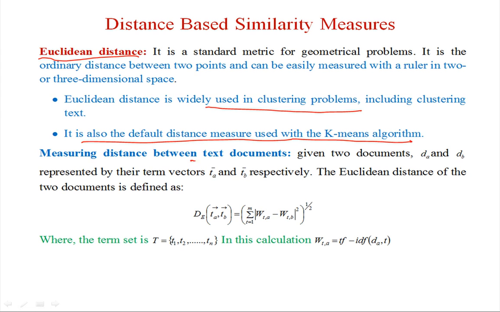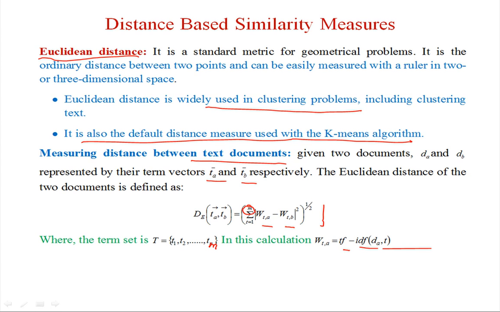Measuring distance between text documents. Given two documents DA and DB represented by their term vectors TA and TB respectively, the Euclidean distance between the two documents can be calculated as the square root of the entire summation of mod of WTA minus WTB whole square, where WT is equal to term frequency inverse document frequency of term T in document A, and the term set is represented as T1 to TM, where M is the number of terms.